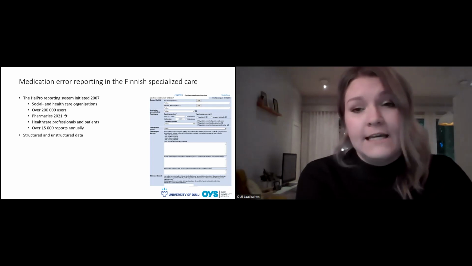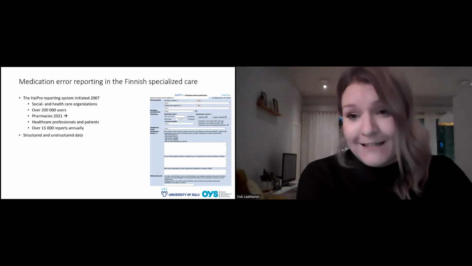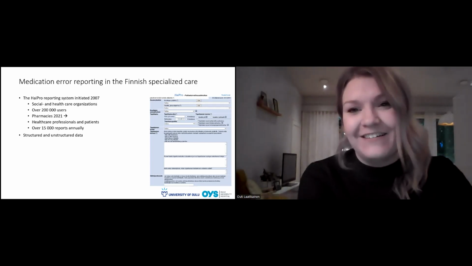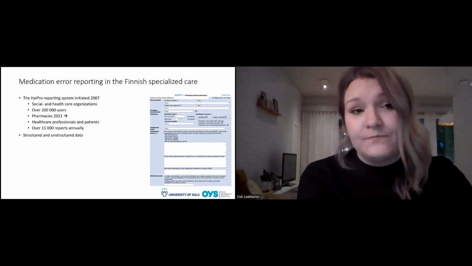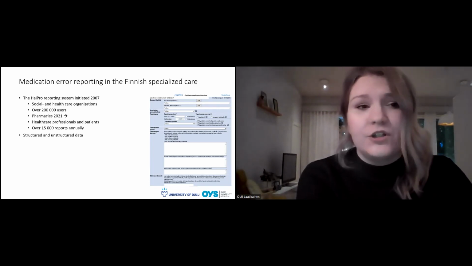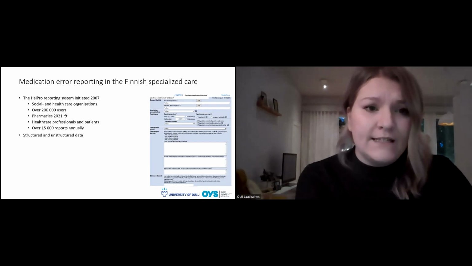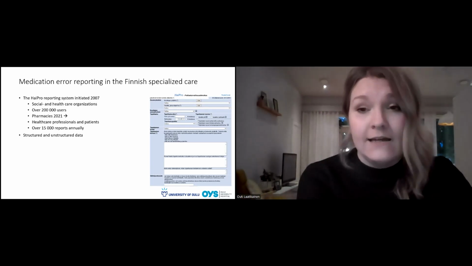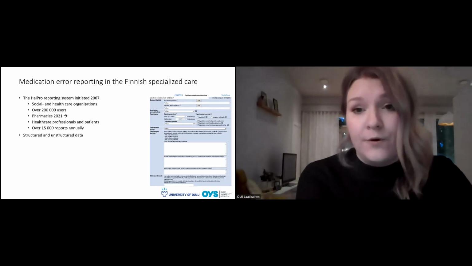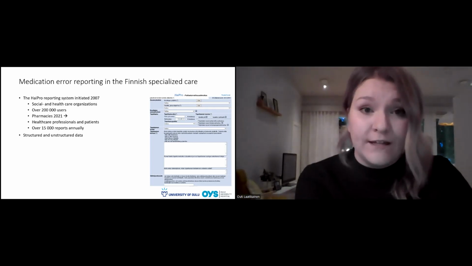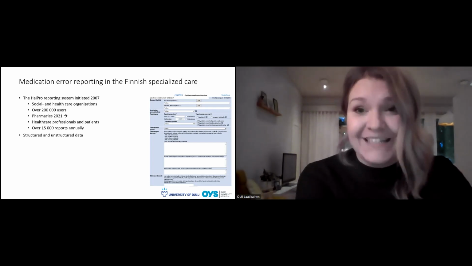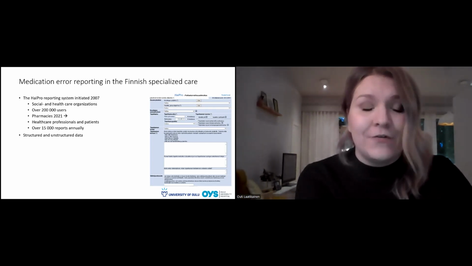So the HaiPro reports that you can see an example of on the right, unfortunately in Finnish, they are filed by healthcare professionals and patients. And just in specialized care, we have estimated that we get over 15,000 reports annually. So we get a quite nice number of reports, but we do know that that is in reality 5 to 10% of all events that occur. But of course, we take what we can, so it's already a good register of medication error data.